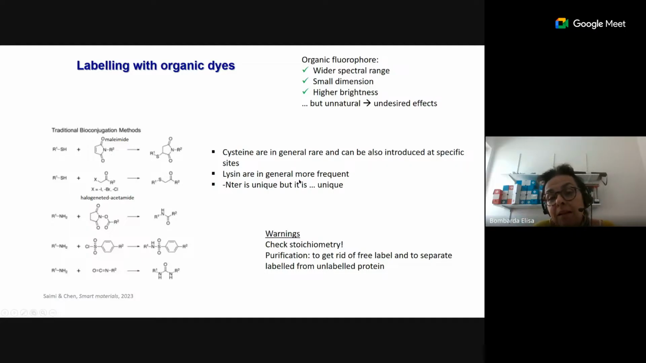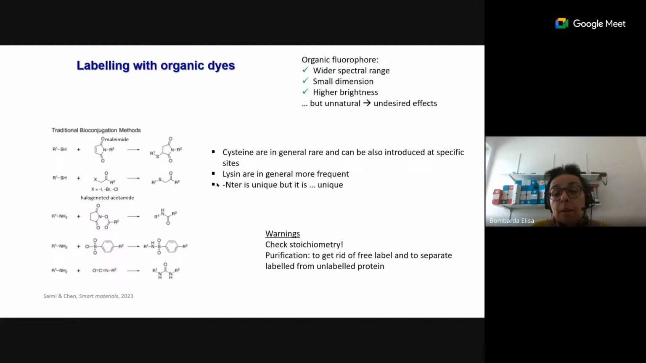But the fact that it is unique may also be a problem because you have no freedom. You cannot label the protein elsewhere. This group is only there, so that's something to be careful about. So these are some common strategies of labeling.